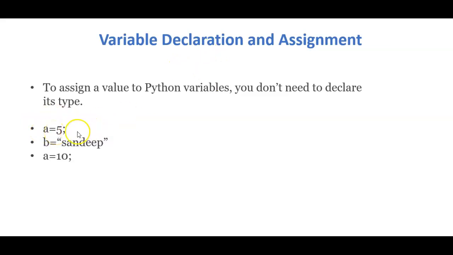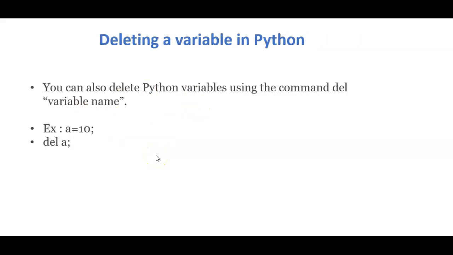And how do we do the reassignment? Just assign a different value. For example, A equal to 5, and in the next line, A equal to 10. Once we create a variable, we can assign different values to it. This part is called the reassignment of the variable.